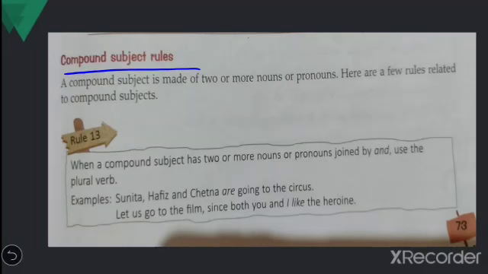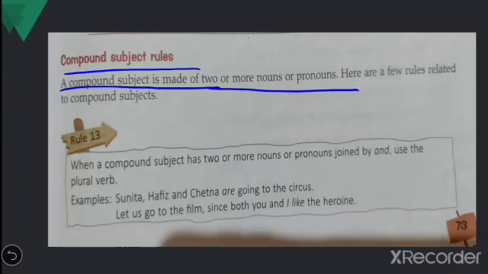And what is a compound subject? A compound subject is made up of two or more nouns or pronouns. So here not only one noun, like we have seen yesterday that Ramesh is a funny boy. Here is the name of one boy, Ramesh. But here you will get more nouns, Ramesh, Meena, Mahesh together, and more than one pronoun also. So let's see today some more rules related to compound subjects.